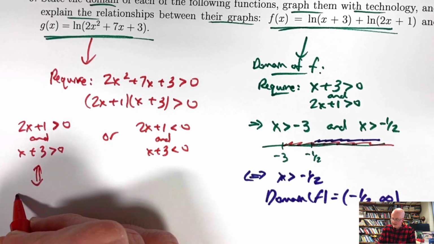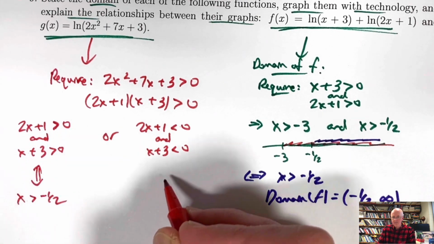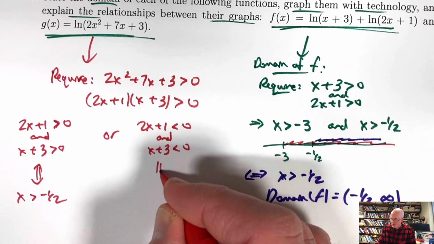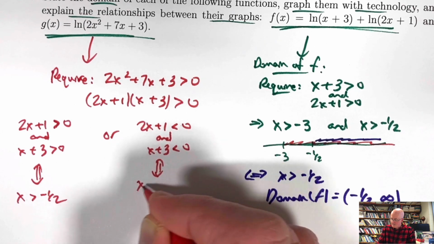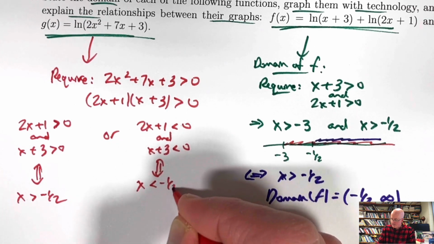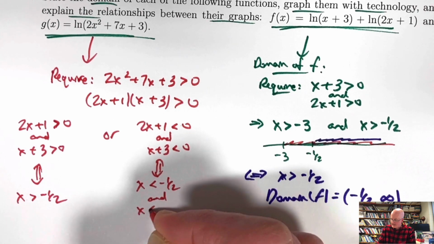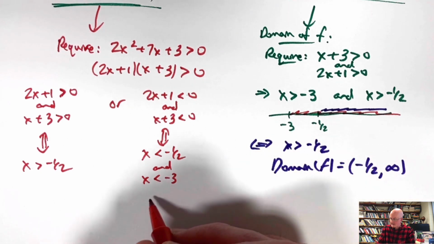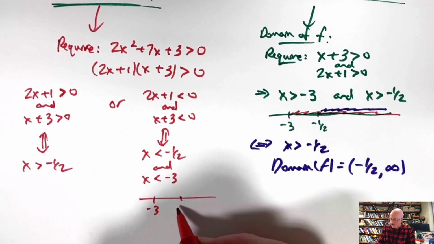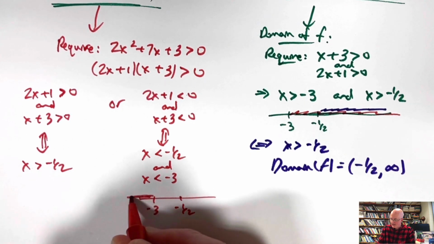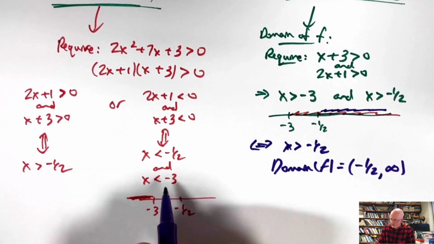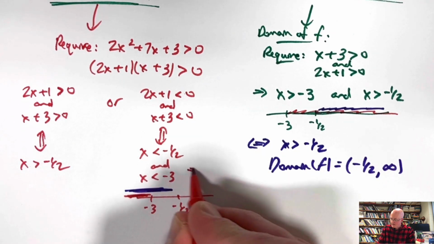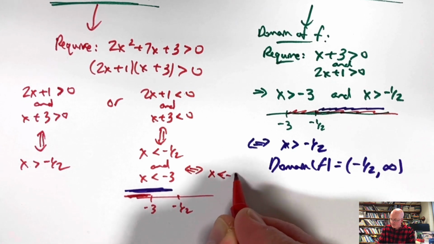This is equivalent to x being bigger than negative 1/2. But what about this one? This condition, 2x plus 1 negative, is equivalent to x being less than negative 1/2. But we also want x to be less than negative 3. In this case, the drawing goes the other way in a sense. Here's negative 3, here's negative 1/2. Everything to the left of negative 3 is there. Everything to the left of negative 1/2 is over here. For both of those things to be true, that's equivalent to saying x is less than negative 3.